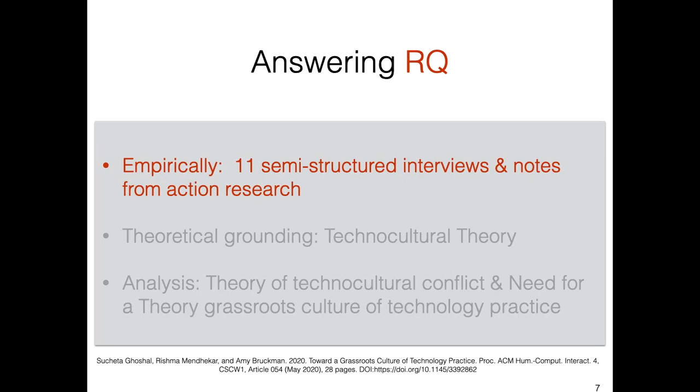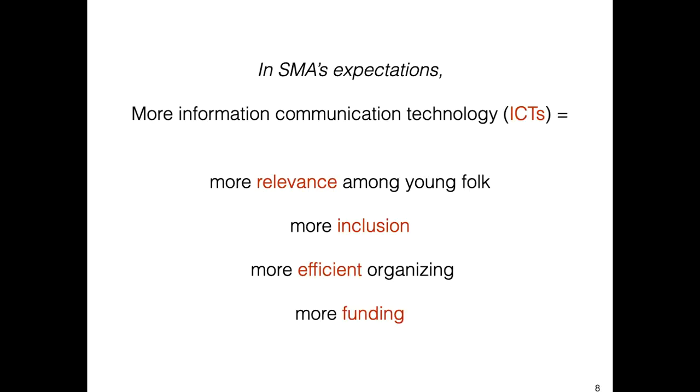The first step of answering this research question entailed 11 semi-structured interviews with people at various power positions within the community. We share detailed findings in our paper, but I'll share a quick summary in this talk. Broadly, we find that a cultural conflict exists between SMA and their technologies. In SMA's expectations, more ICTs meant more relevance among young people, more inclusion, more efficient organizing, more funding, all of which are important capital for organizing.